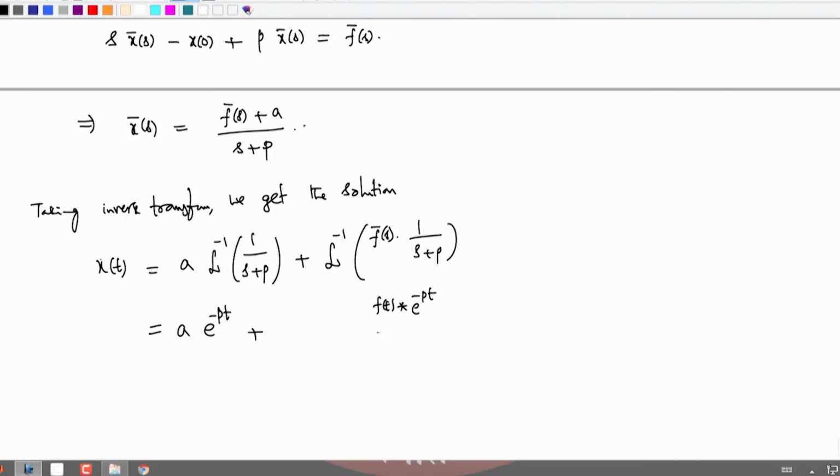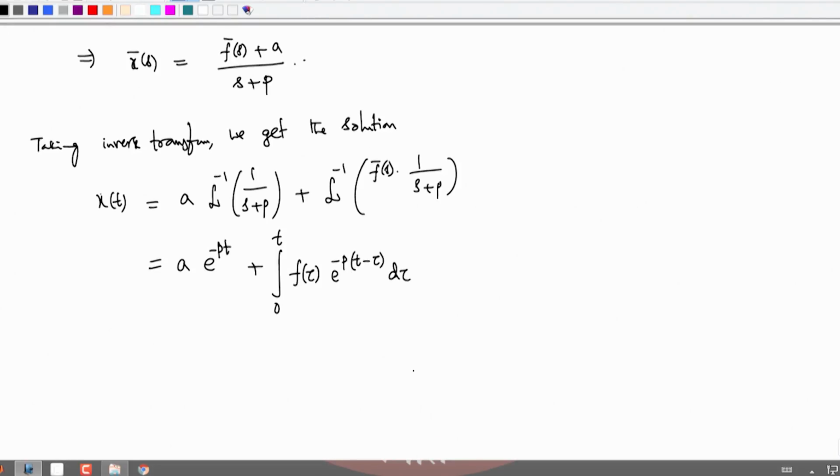So, let me write the definition of this convolution. You have the integral from 0 to t of f of tau times e power minus p, where in the place of t you write t minus tau, d tau. That is exactly the definition of the convolution. This is exactly what you would get if you applied other methods to solve this linear equation. The e power minus pt comes out because it has nothing to do with the tau variable, so you end up getting the integral from 0 to t of f of tau e power p tau d tau.